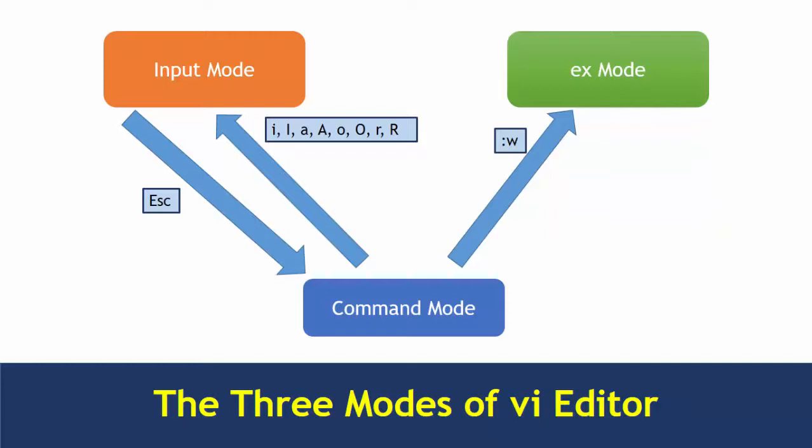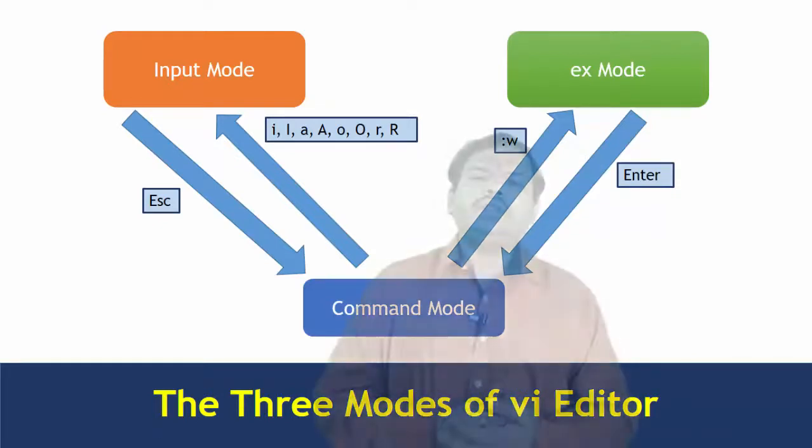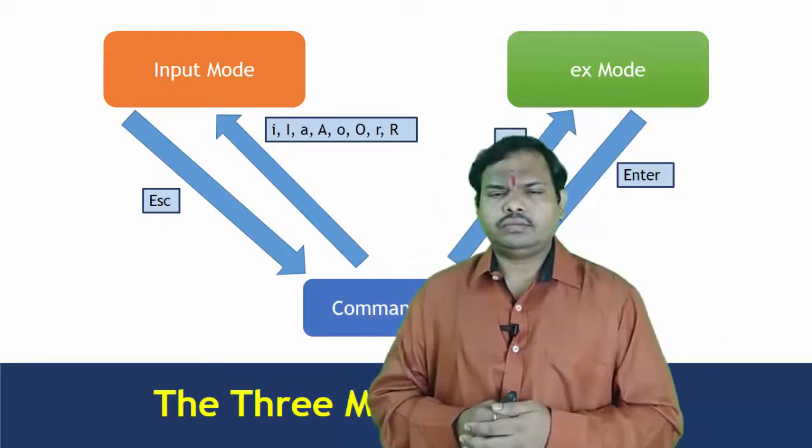If you want to come out from the execute mode, you can simply press the enter key after entering the command. Say for example, I want to save my file. :w is the command to save your file. The moment you type :w, you will be entering the execute mode, and once you press the enter key after typing the command, you will come back to the command mode. This is how the VI editor works in three modes. These are the three modes of VI editor.